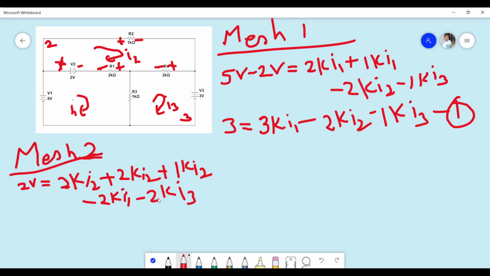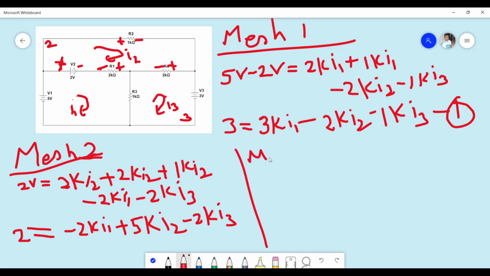I3. So rewriting all the equation, this mesh 2 equation, we will be writing it as 2 is equal to minus 2k I1 plus 2 plus 2 plus 1, 5k I2 minus 2k I3.